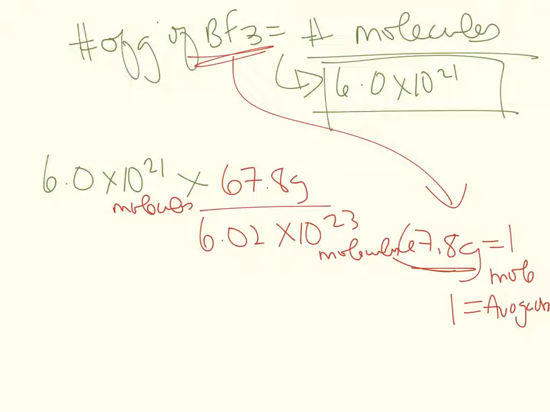Because the question wants you to answer, well, how many grams of this substance do you need? We want the molecules to cancel out. And that's why the unit fraction is set up accordingly that way.